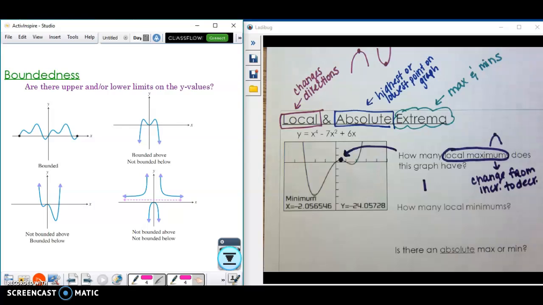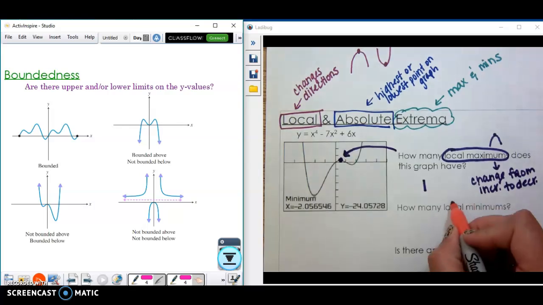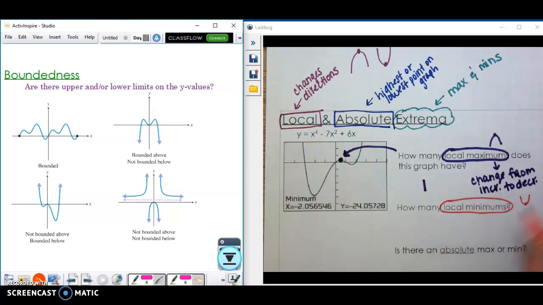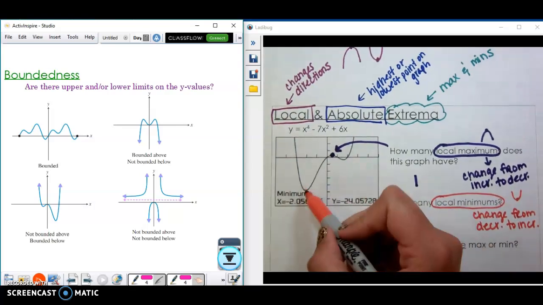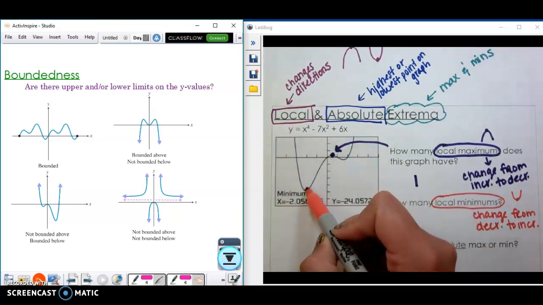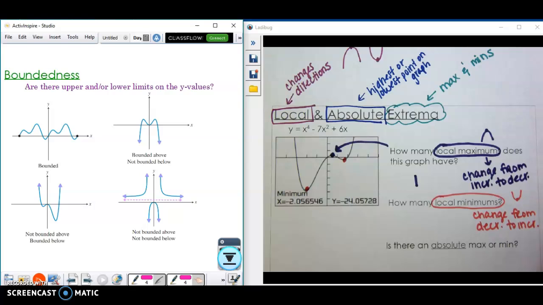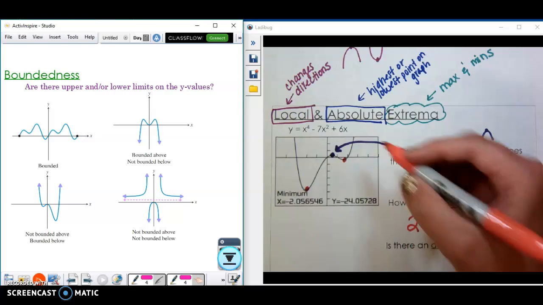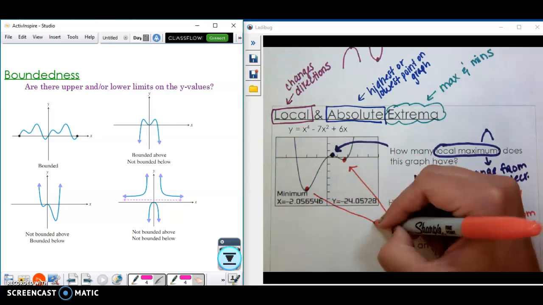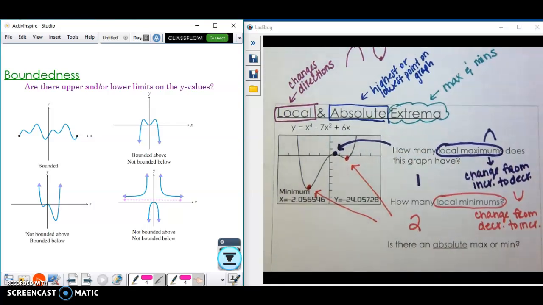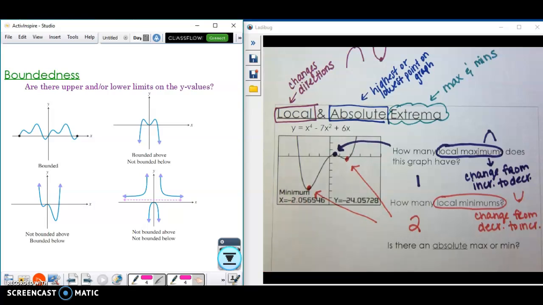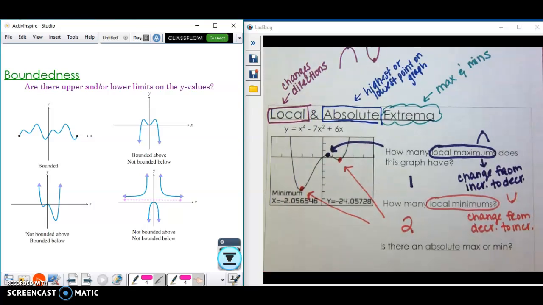All right, then it says how many local minimums. So for it to be a local minimum, think about a minimum, that just means it has to change from decreasing to increasing. Okay, so if you look here, we have decreasing, then increasing. So we have one here. And then if you look again, we have decreasing, then increasing. So we have one here. So we actually have 2 local minimums here and here. Okay, doesn't matter if one is lower than the other for local. Local just means it changes directions.